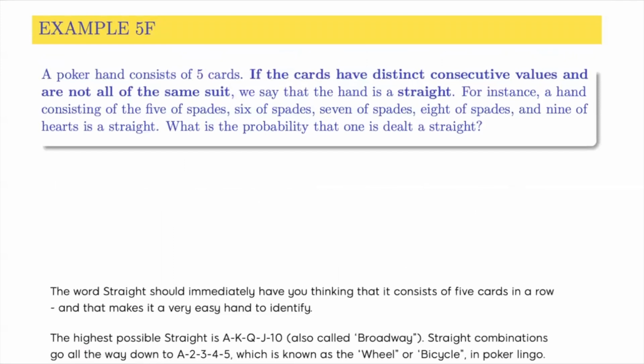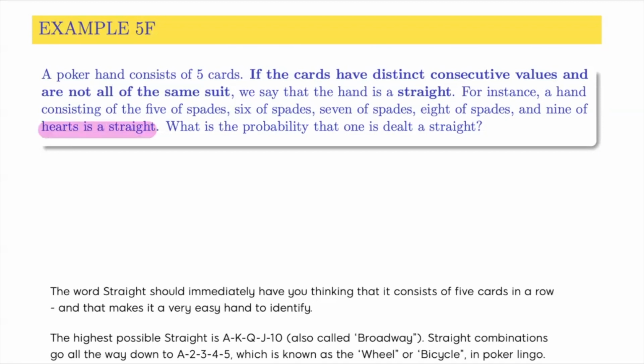A poker hand consists of 5 cards. If the cards have distinct consecutive values and are not all of the same suit, we say that the hand is a straight. For instance, a hand consisting of the 5 of spades, 6 of spades, 7 of spades, 8 of spades, and 9 of hearts is a straight for you.